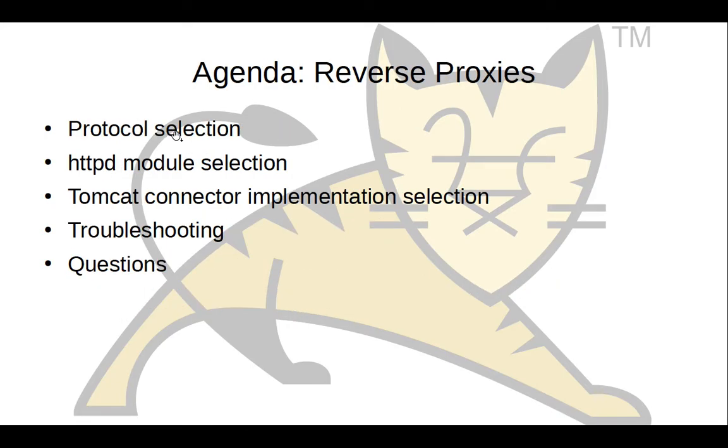So what we're going to look at are the choices you have for the protocol to use between your reverse proxy and your backend Tomcat. I'm going to talk primarily about HTTPD acting as the reverse proxy. Other reverse proxies are available. Then we're going to look at the Tomcat side of things and what your implementation choices are. And then I'm going to talk about troubleshooting and some of the typical things that can go wrong and how you can approach fixing them.